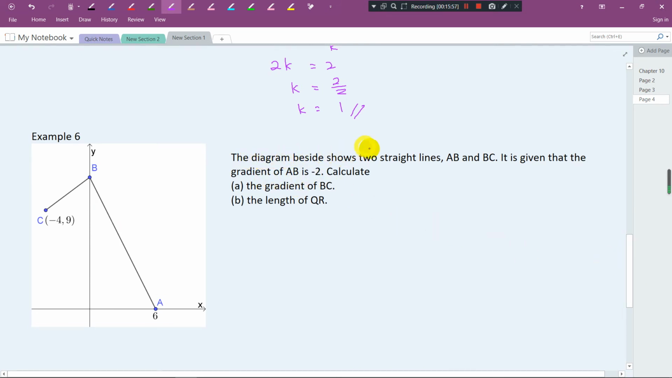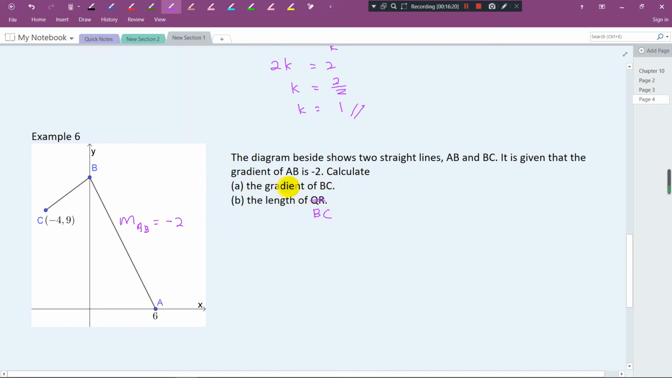The diagram beside shows 2 straight lines. We have AB and BC. It's given that the gradient of AB is equal to negative 2. Calculate the gradient of BC and the length of BC.